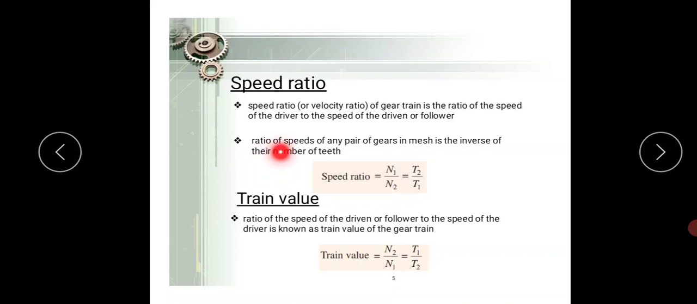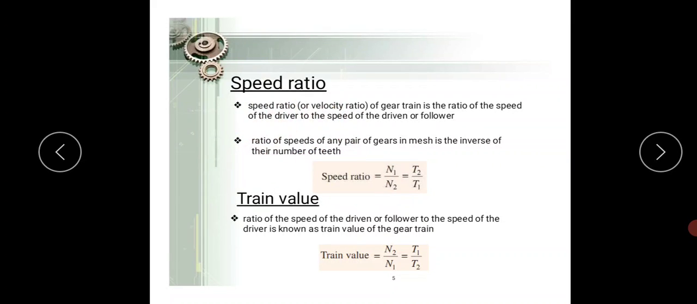The ratio of speeds of any pair of meshed gears is inversely proportional to their number of teeth. Here N1 is inversely proportional to T1, where N2 is speed 2 and T2 is number of teeth 2. The ratio of speeds of gears in mesh is the inverse of their number of teeth.